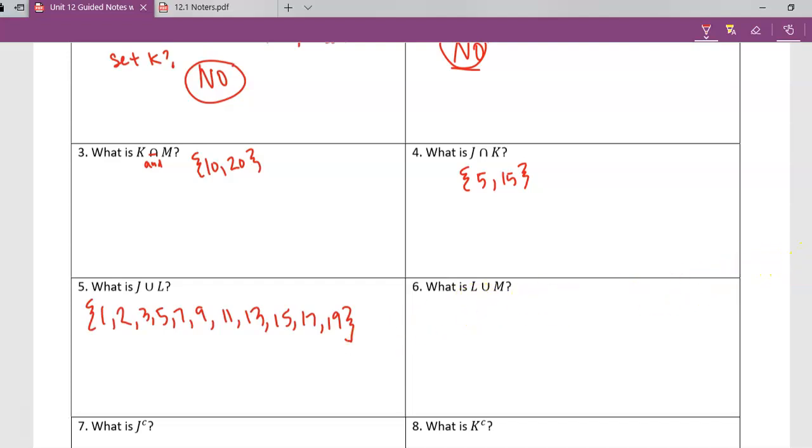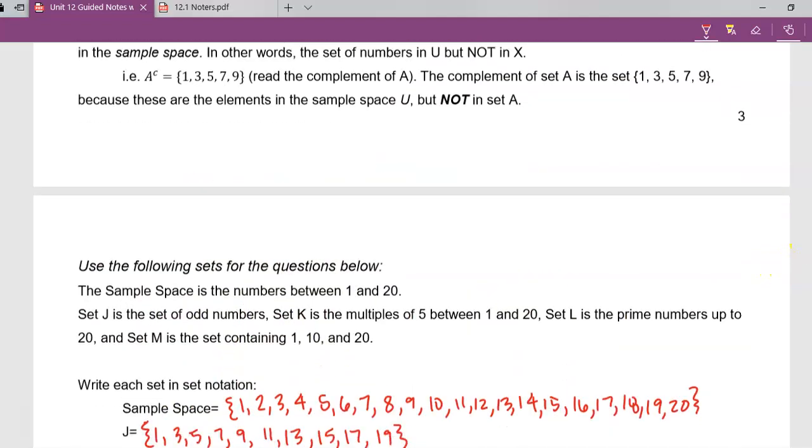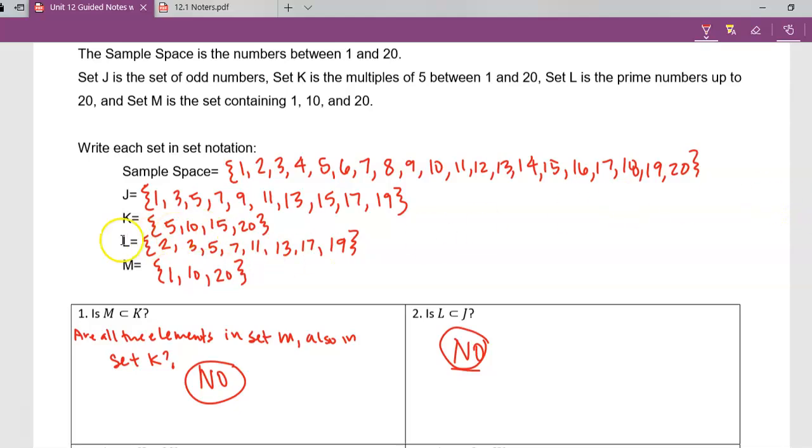Same with number 6. What is L union M? So we're going to take all the elements in L and all the elements in M. We're going to put them all together. So that would be 1, 2, 3. So all the prime numbers, and then include 1, 10, and 20.